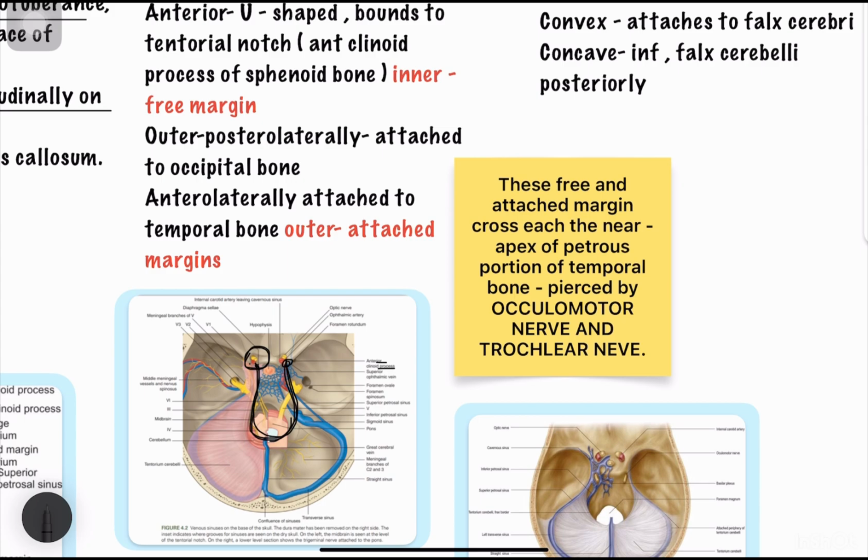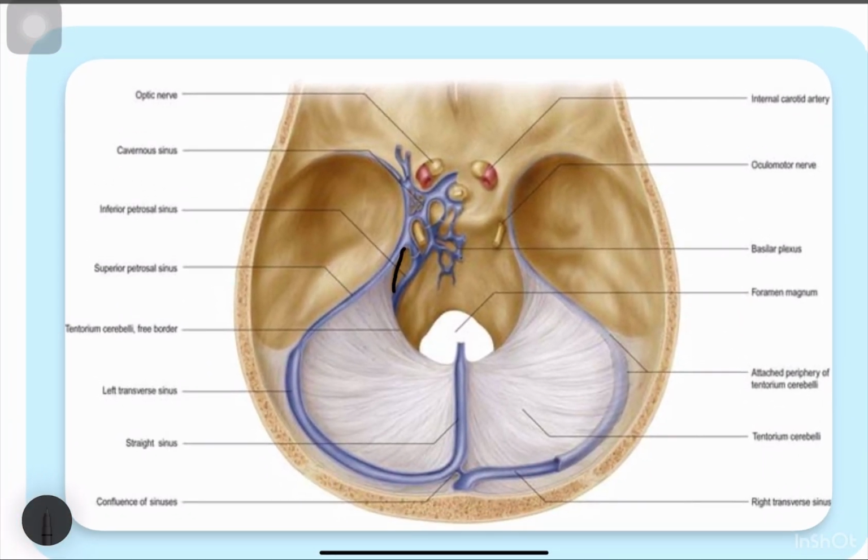And posteriorly, it is attached to the occipital region. This is the occipital bone, posterolaterally attached to the occipital bone, and anterolaterally it has attachment to the temporal region. So it has the inner free margin and the outer attached margin. There's a crossing point where these two margins cross, and the point of crossing is near the petrous portion of the temporal bone. Over here, it's more clear. This is the free margin, the tentorium cerebelli's free border.